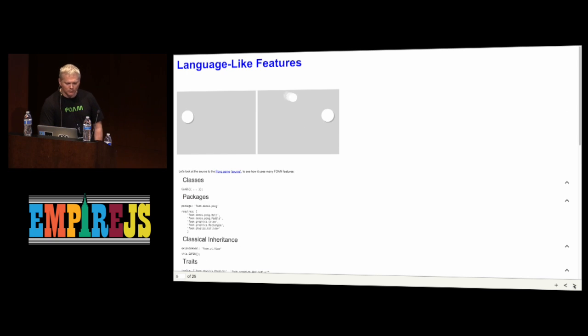Okay, so here's a little game of Pong. And in Foam, what we do is we model classes in JavaScript, and we add a lot of the missing features from JavaScript, like packages, inheritance, traits, inline templates, reactive programming, type checking, runtime type checking, properties, interfaces, constants. So this is a whole class of syntactic sugar. And we do this all without a transpiler.